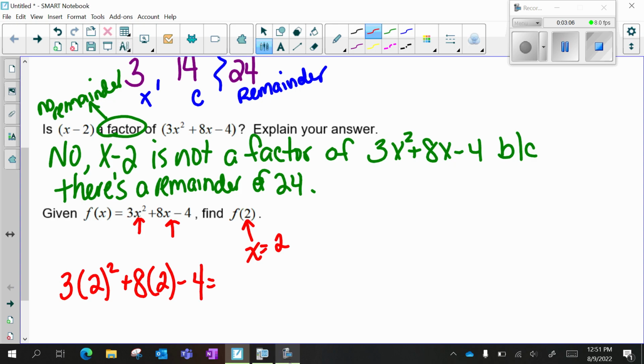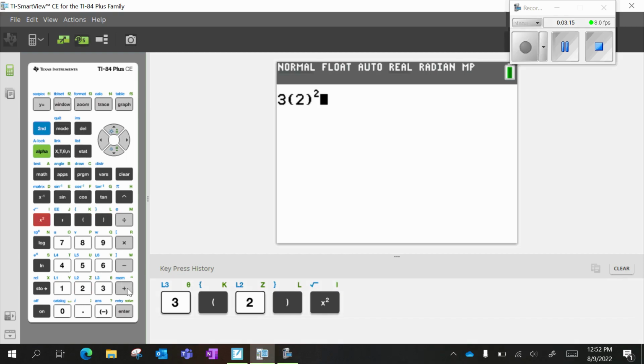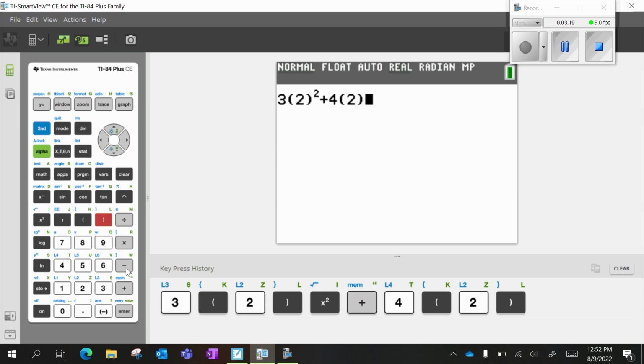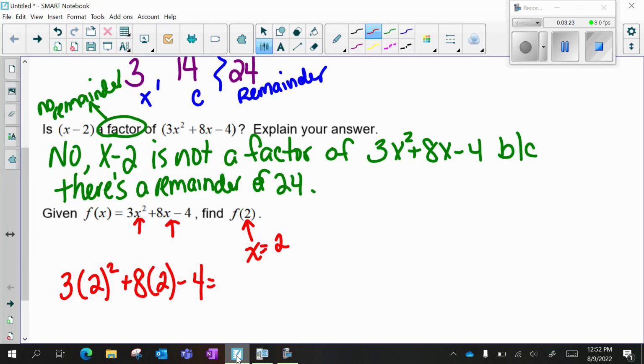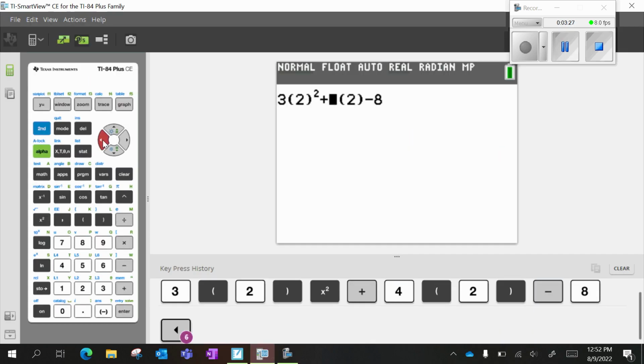I'm going to open up my calculator screen. 3 times 2 squared plus 4 times 2 minus 8, right? Or did I reverse those? Oops, I reversed the 8 and the 4. So let's just change that. 8 times 2 minus the 4. There we go.